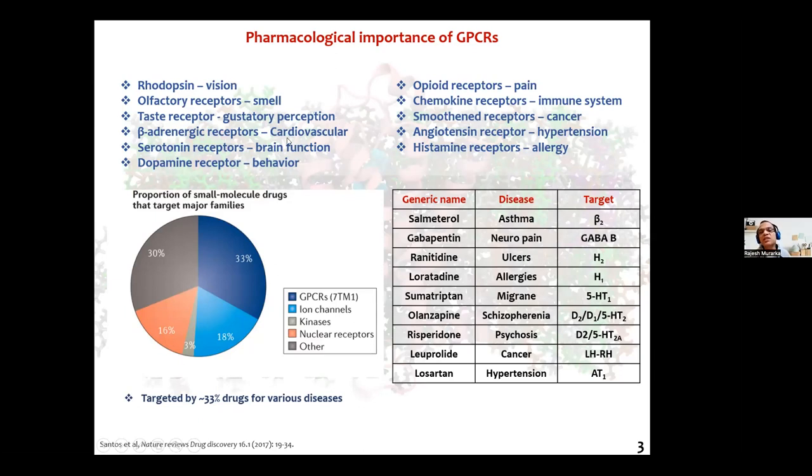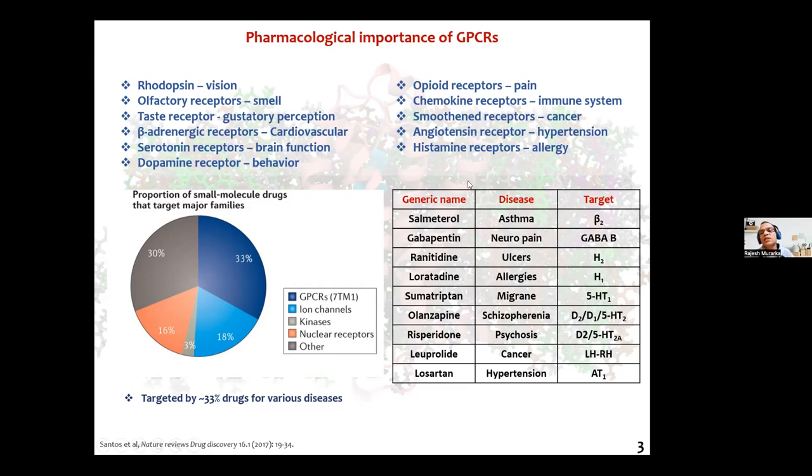And then the angiotensin receptor, which is involved in hypertension. Then chemokine receptors, which are involved in immune system regulation. The opioid receptor is involved in pain management, and so on. These receptors are basically the major drug targets because they regulate all kinds of physiological processes in our body. Approximately 40% of marketed drugs approved by the FDA target these receptors.